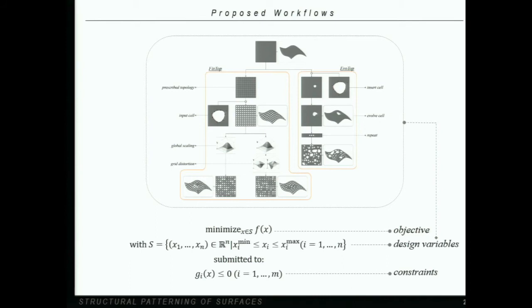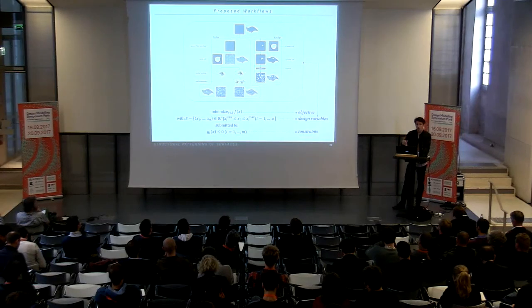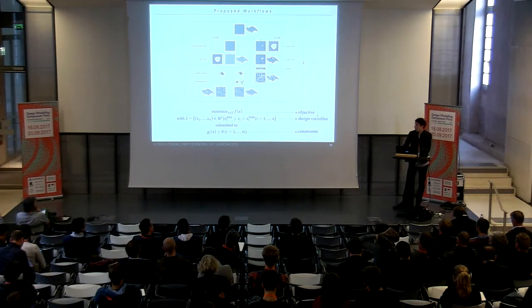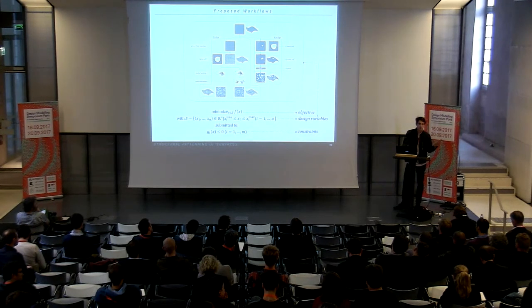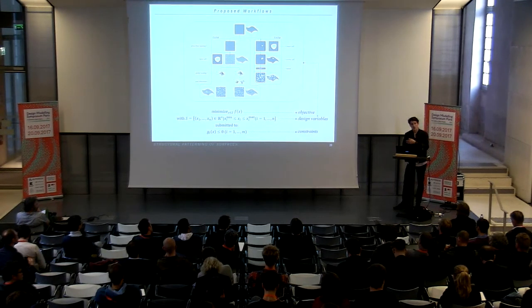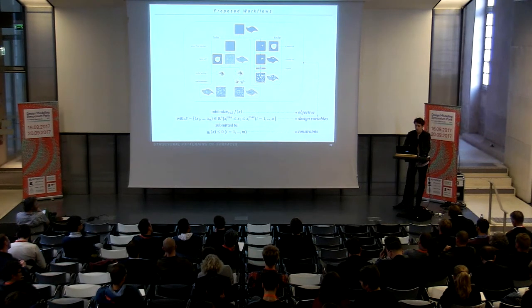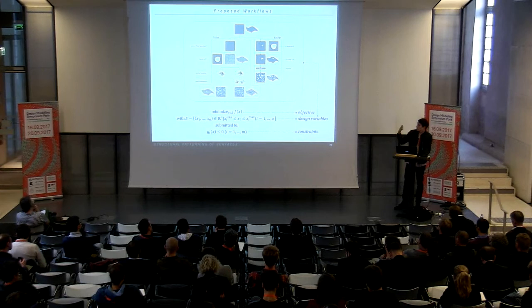F is some objective, so in structural design it could be weight or compliance. X are the design variables, like the control surfaces, the topology of the pattern. And finally, we have the constraints, which can be displacement constraints or material use limits, for example. What's important is that in the workflows, all the design variables can be modified through manual exploration or can be controlled by an optimization algorithm. So we can use optimization algorithms on top of those geometric workflows.